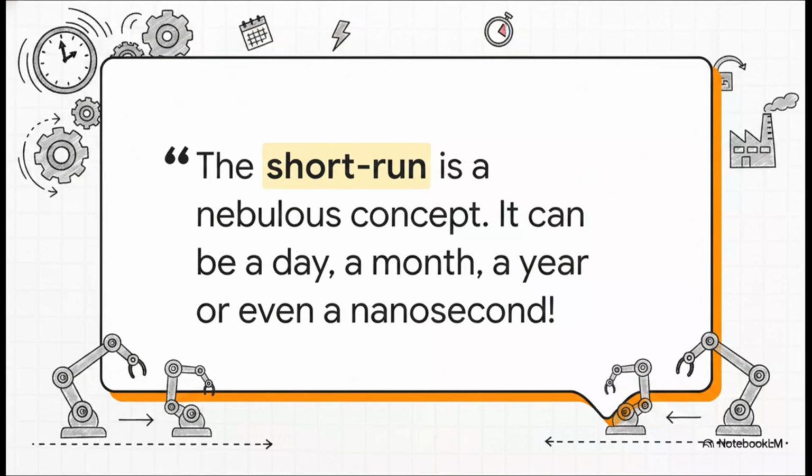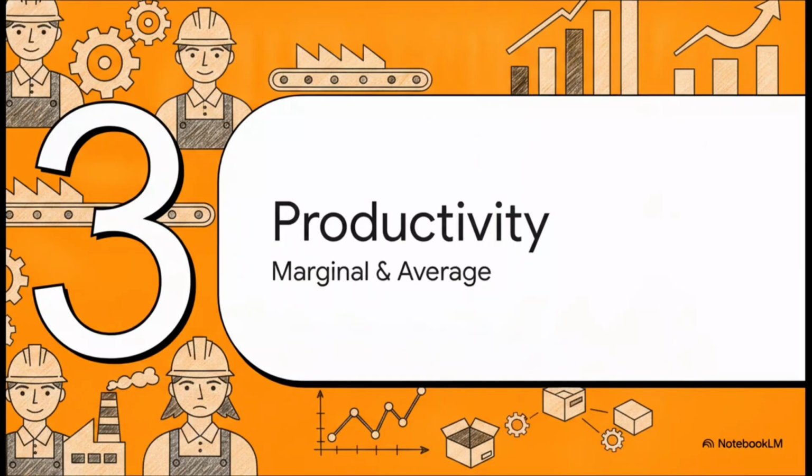Time in economics is not about the clock ticking on the wall. It is purely about how fast you can acquire new equipment. If it takes you a full year to buy and install a new manufacturing robot, then your quote-unquote short run lasts exactly 1 year. Okay, step 3, productivity, marginal and average.